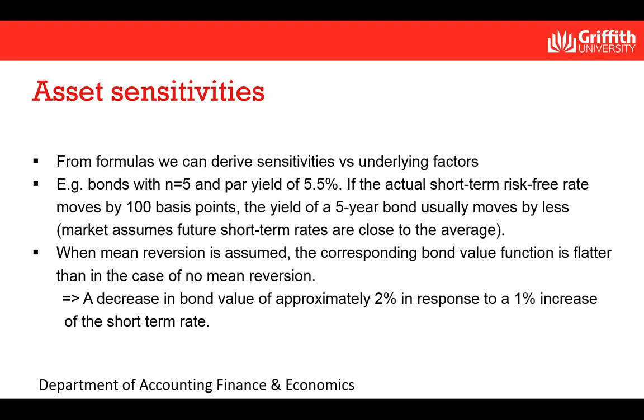From the formulas, we can derive the sensitivities versus the underlying factors. For example, take bonds with an N, or a time, equal to 5, and a par yield, or rate, of 5.5%. If the actual short-term risk-free rate moves by 100 basis points, the yield of a 5-year bond usually moves by less. The market assumes future short-term rates are close to the average. When mean reversion is assumed, the corresponding bond value function is flatter than in the case of no mean reversion. The result is a decrease in the bond value of approximately 2% in response to a 1% increase of the short-term rate.